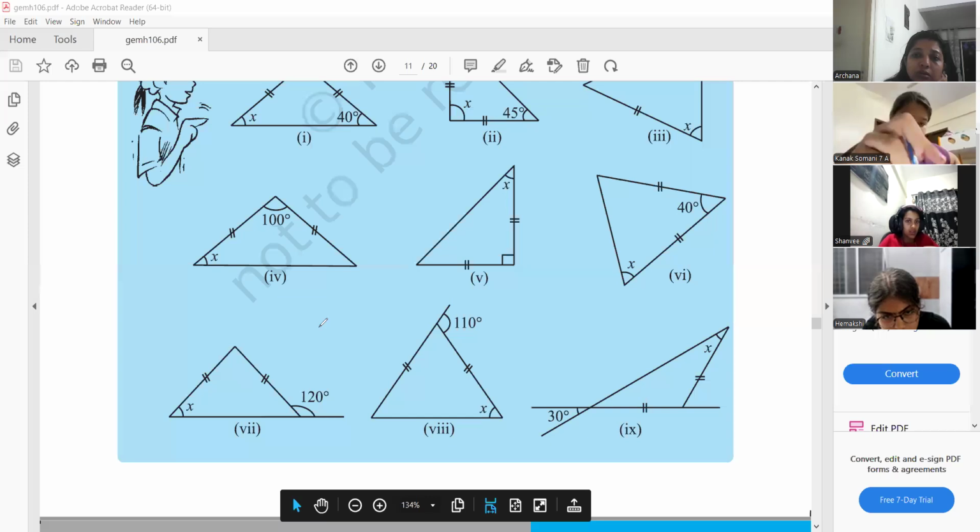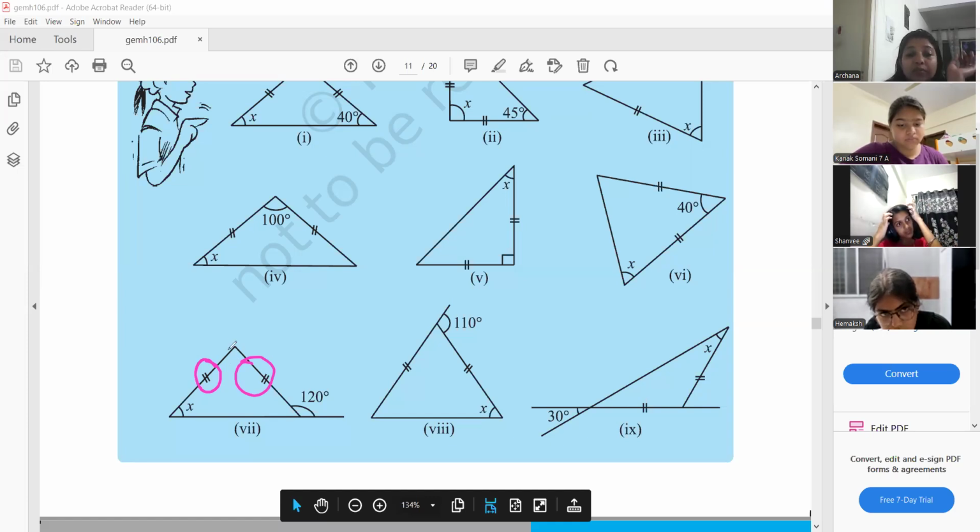First tell me, how do you say that this is an isosceles triangle? By which property? What is the indication you saw? Quick, Kanak, don't make it complicated, beta. Ma'am, the base opposite angles are equal. No, sides are equal. Where is it given that angles are equal? I said, what is the indication?